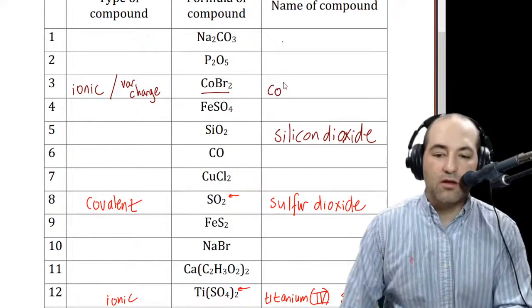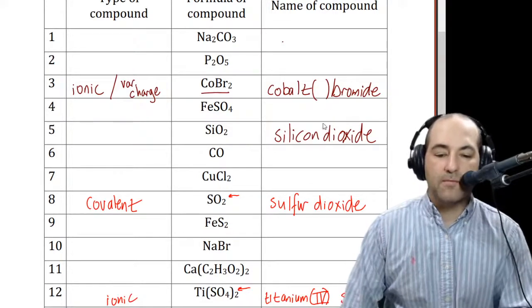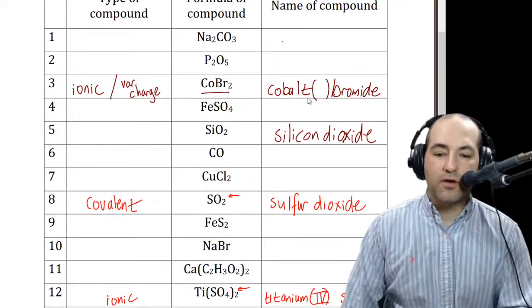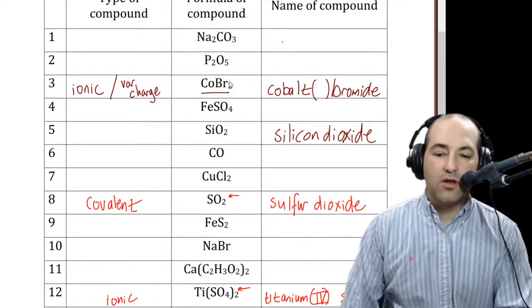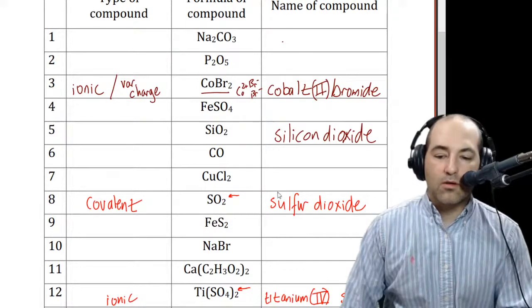So this is going to be cobalt and bromide, but because cobalt is a variable charge metal, we know we need parentheses there. So we would say, all right, cobalt, what charge? It goes in the parentheses. To figure out the charge, we look at bromide, which we know is -1. And so if we have two -1 bromides, then cobalt has to be +2 to balance that. So a 2 goes here.